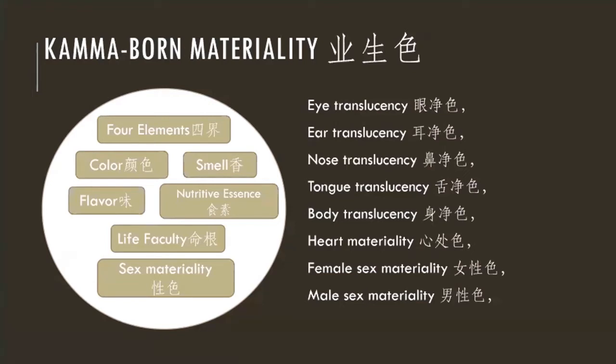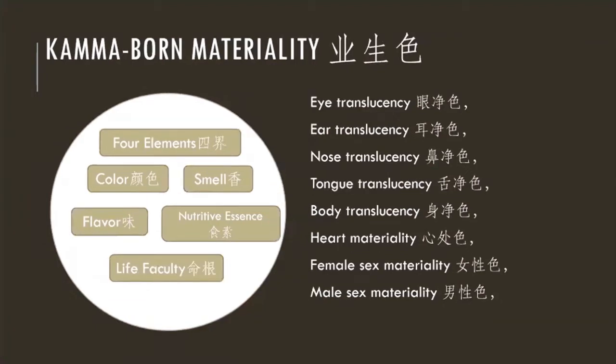So among the karma-born materialities, we have the last one, life faculty, without any other kalapas, only 9. This is also called karma-produced materialities. How can we know that it is produced by karma or other causes? We have to understand very simply: if there's a life faculty, it's a karma-produced materiality. If there's no life faculty, it's just produced by other causes.